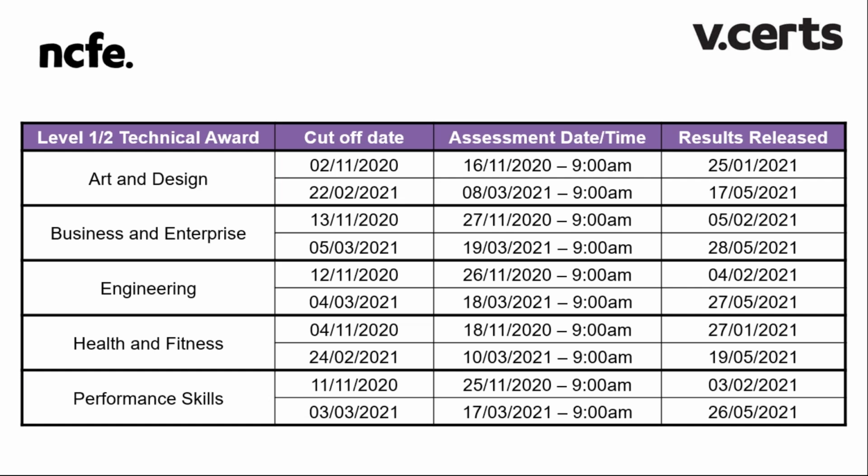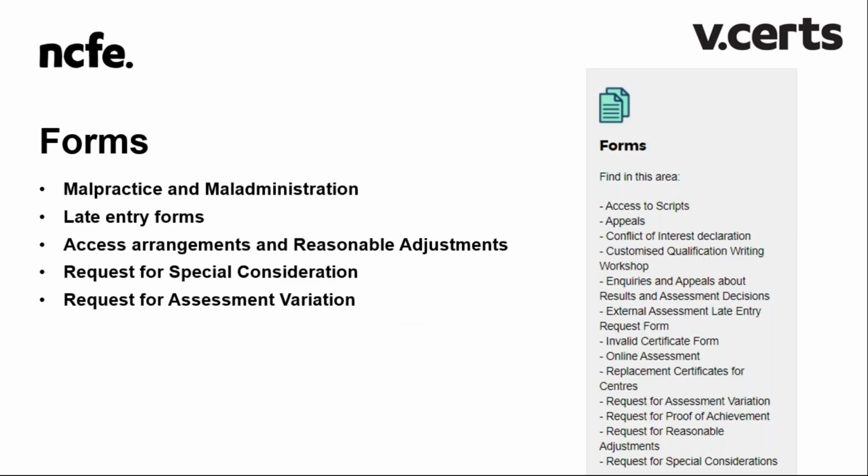The forms section is quite an important section, and I'm just going to highlight some of the key forms available there. As I have mentioned earlier, if the external assessment regulations aren't followed, then we need to be informed, and that can be done via the malpractice or maladministration forms. The sooner you do this, regardless of how minor you perceive the issue to be, the more chance we have of getting help, and to avoid a more significant issue further down the line.